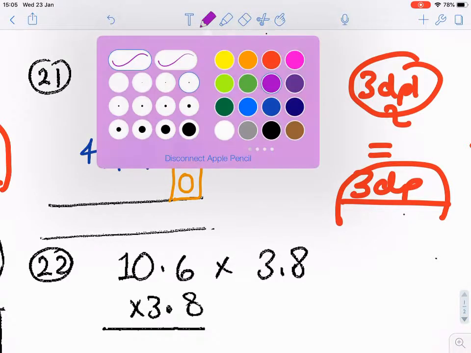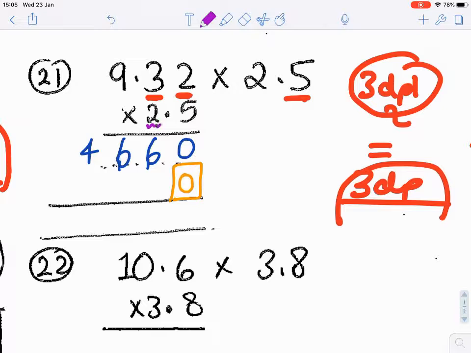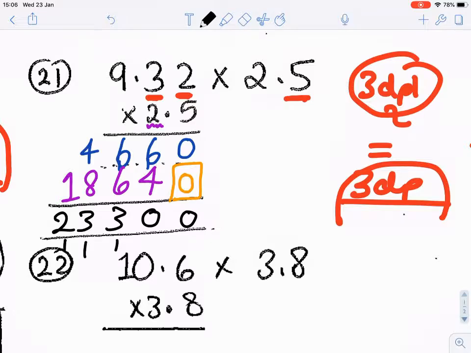So, now we multiply by the second digit, everything on top. 2 times by 2 is 4. 3 times by 2 is 6. 9 times by 2 is 18. Now we need to add them all up. 0, 10, 12, 13. Okay, 8 times 4 is 12, add 1 is 13. So that gives us that number.